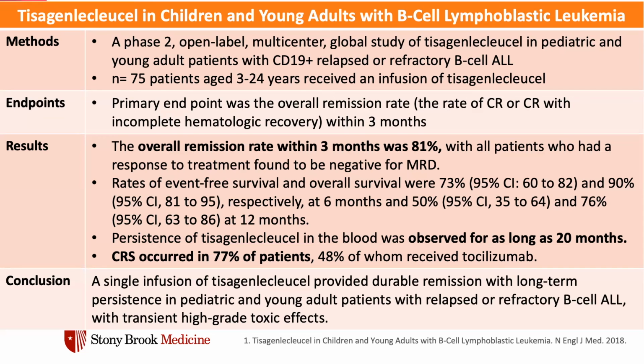Tisagenlecleucel, being a second generation CAR T cell therapy, was also in the blood for a very long time. It was observed for as long as 20 months. So this can help us determine that it can be more beneficial in preventing relapse, since if any cancer tries to form while this CAR T cell therapy is in the body, it's going to get nipped in the bud by the tisagenlecleucel and not be allowed to grow and cause relapse. So this persistent effect it has is very important.